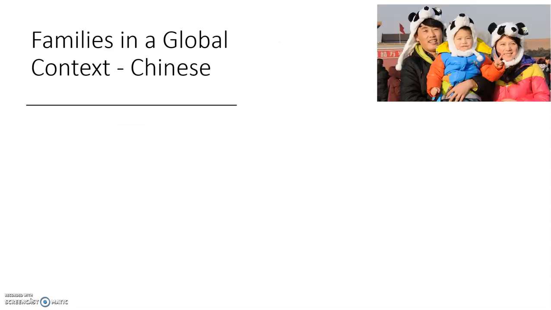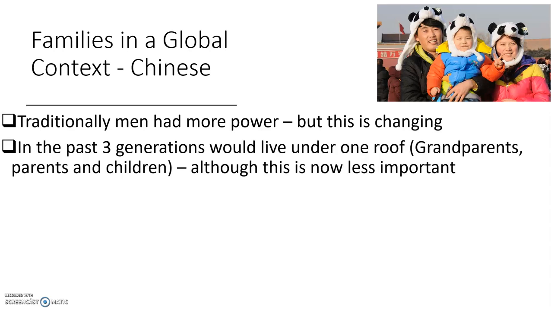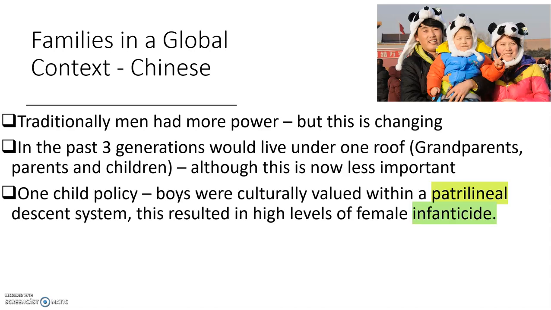So the first one we're going to look at would be Chinese. Globally then, traditionally men would have had more power, but obviously I think China is becoming more progressive in terms of gender roles. In the past, 3 generations would live under one roof, so grandparents, parents and children. Although, again, I think the move towards extended families is decreasing. I think it's more now about the nuclear family.